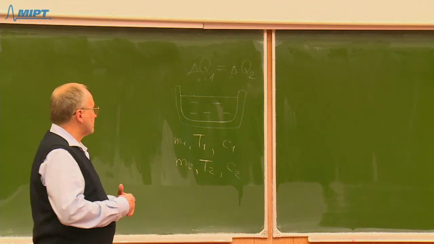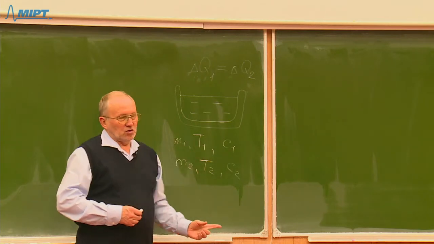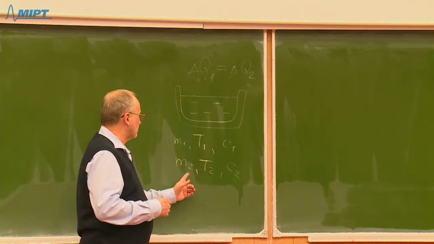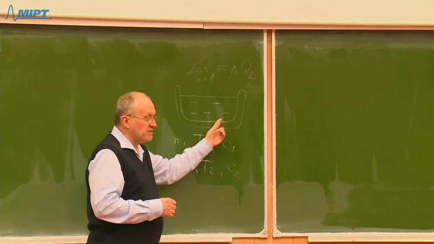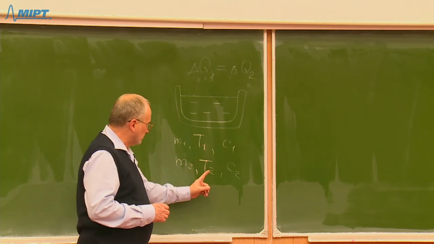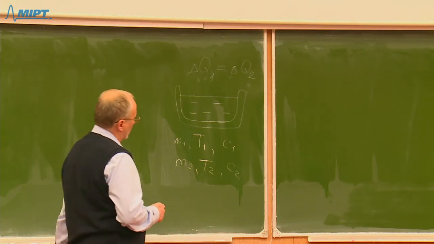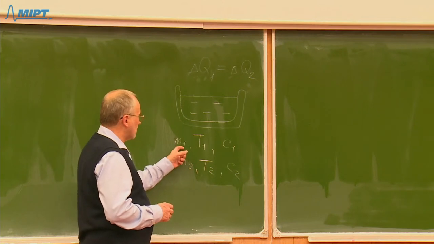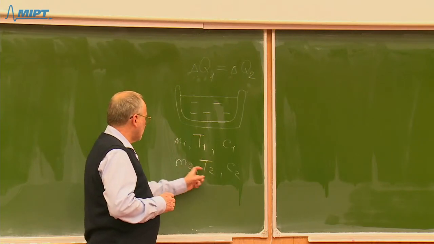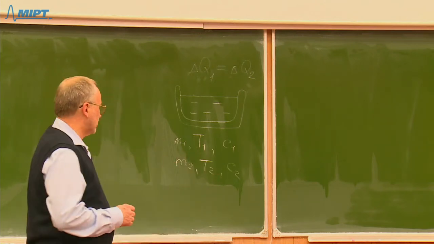It means that when we mix these liquids together in the same vessel, the temperatures finally will become the same. All the temperatures of every liquid will become the same temperature of the mixture. So the final temperature will differ from T1 and differ from T2, etc. In general case, the final temperature will be different. So every liquid will either increase its temperature and warm up, or it will decrease its temperature and cool down.